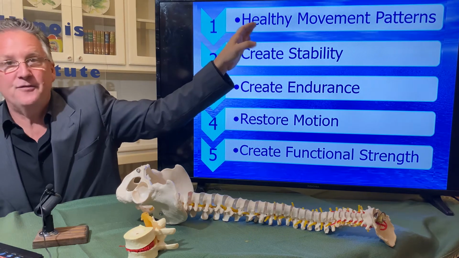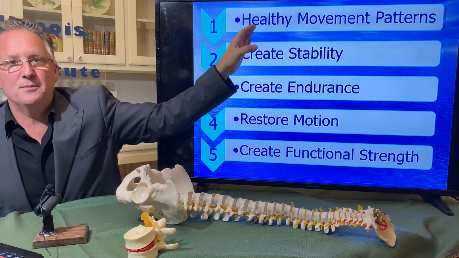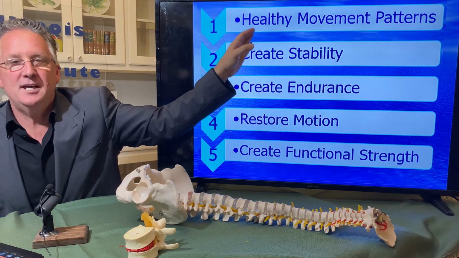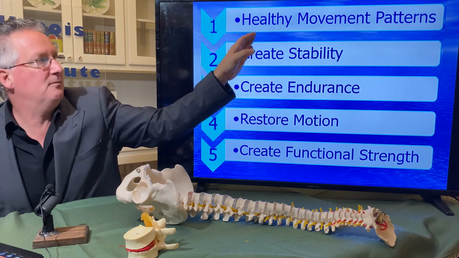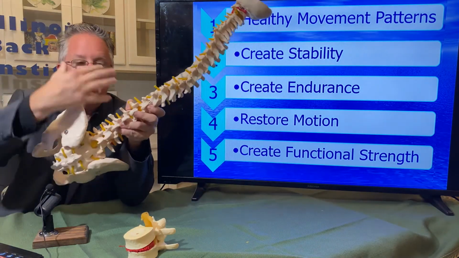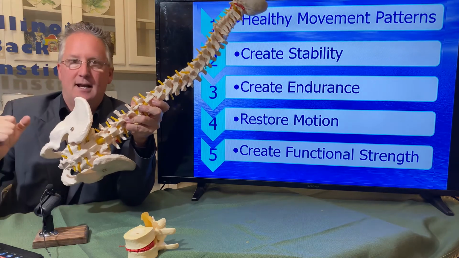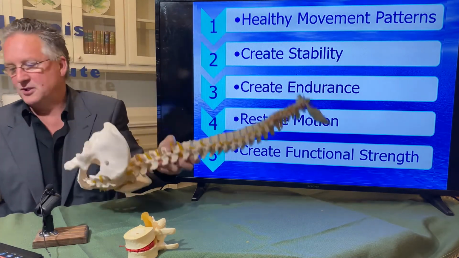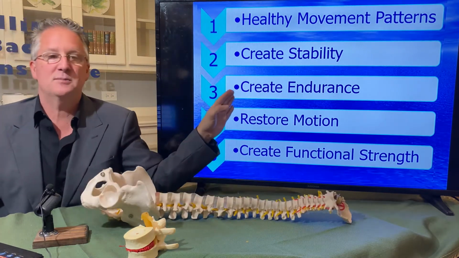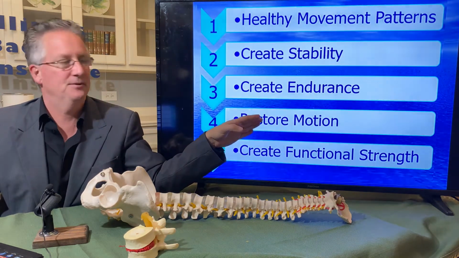Okay, first goal is to restore normal motion patterns. Bend with the hips, the hip hinge. Don't bend with your spine. Create stability in the core. When you create the stability here, it prevents the motion on the spine. That's why we work the core and the stability. And then you have to have endurance. You have to have the ability to hold that for a while. And then you restore the motion.